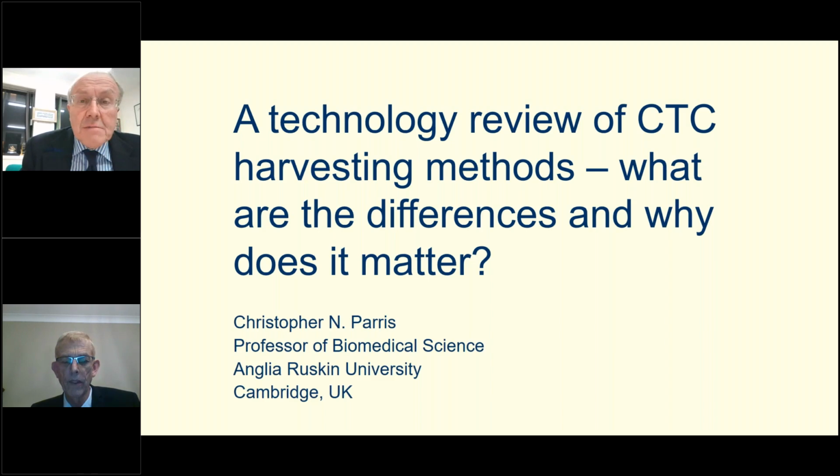I've always found Chris to be extremely knowledgeable on all aspects of laboratory techniques, but most of it has revolved around DNA repair. In the last few years, Chris has mentored a PhD student through a project on circulating tumor cells and their separation. And I can't think of a more ideal authority to lecture us this evening on the technology of harvesting methods.